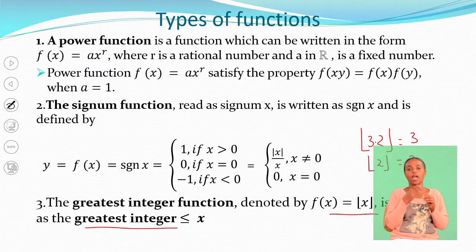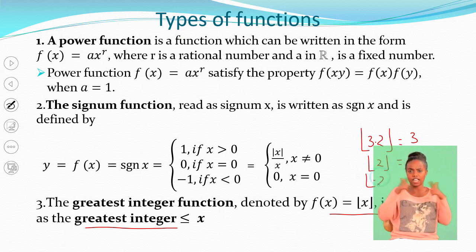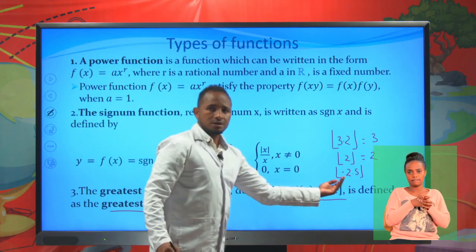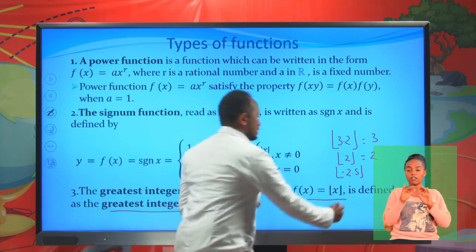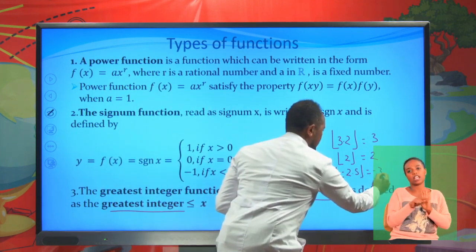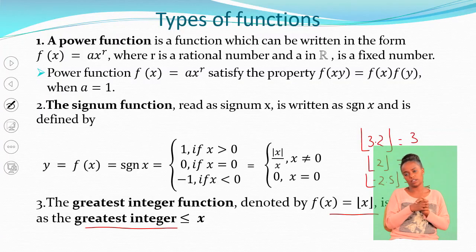And if you are asked to find the greatest integer less than or equal to negative 2.5, here it is negative 3. So this is the definition of the greatest integer function.